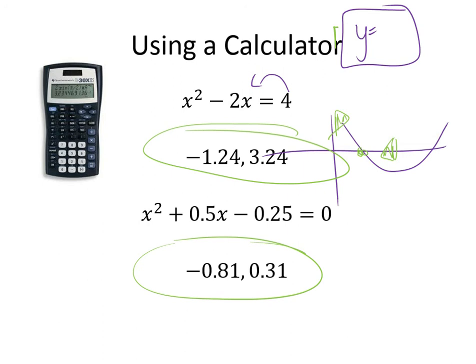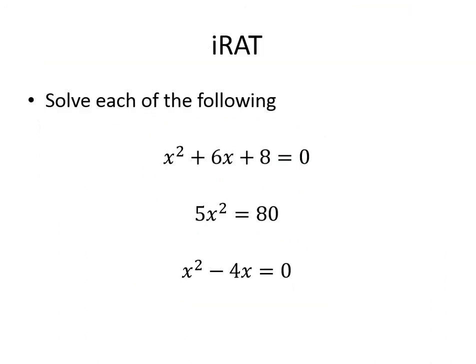We'll step through this more in class so you can see it. So don't worry if you're not 100% sure how to do this. Make sure you have your graphing calculators for those. All right, for your IRAT, solve each of these. They usually will come up with two answers, so solve each one. You might have to factor, or you might just have to solve. For the first one, you're going to have to factor into two binomials and then find the answers. Okay? All right.